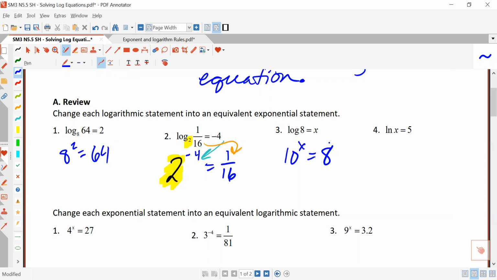Okay, so we're a little confused. On 3, how did we know the base was 10? Because there wasn't one. This is what we just did in the notes. If I see log and whatever, that is log base 10. That's the common log, okay? That's how we knew that 3 was base 10, because we don't see a base. So when I don't see a base, it's the common set.